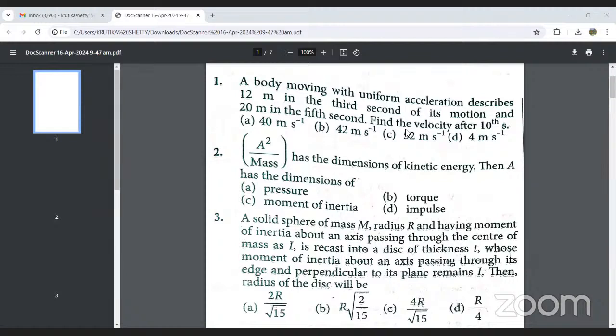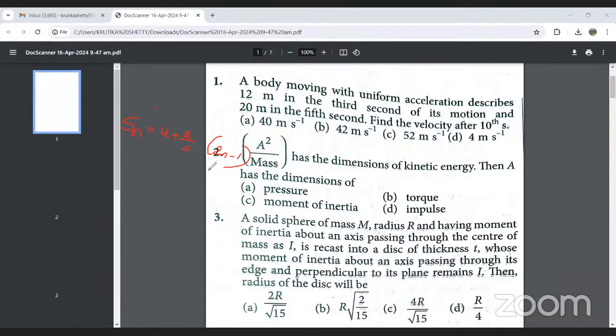So in the third second, 12 meter is completed. Then the next, 20 meter in the fifth second. They are asking the velocity at the 10th second. So see how to do this one. As we know, our formula is Sn is equal to U plus A by 2 into (2n minus 1).